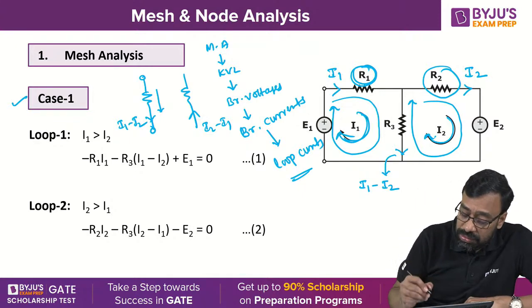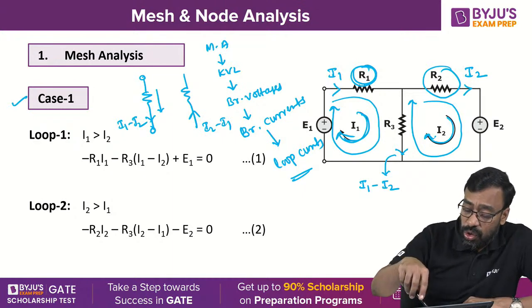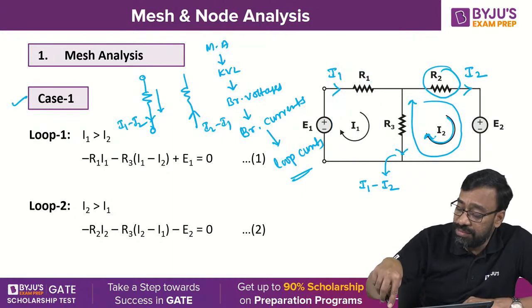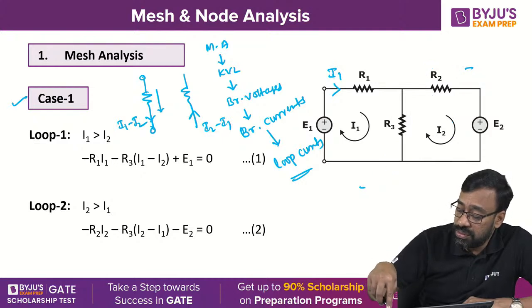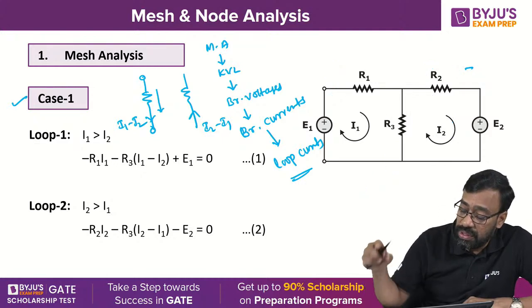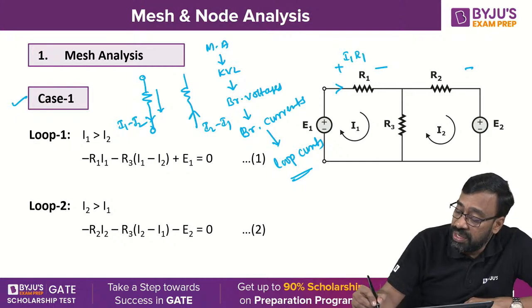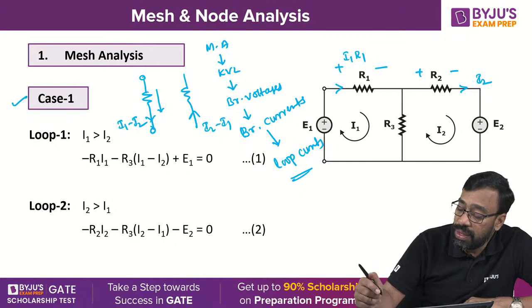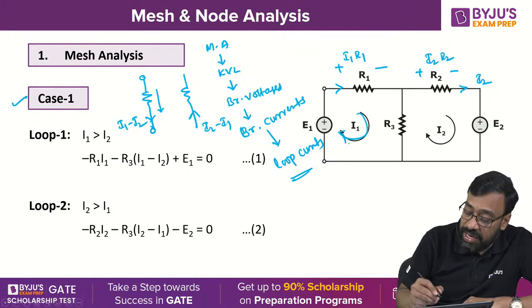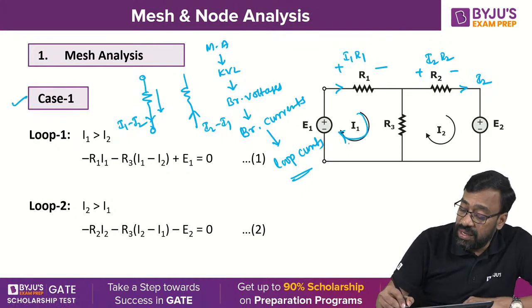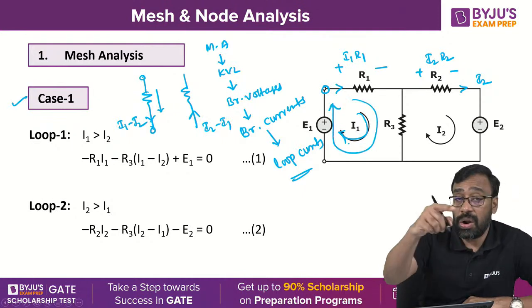Now I'm writing the equations in the selected loops. The branch current here is I1, therefore plus or minus I1 R1 is the branch voltage. Here the branch current is I2, therefore plus or minus I2 R2. When I apply KVL here, I start at a point and return to the same point by moving in the closed loop in the clockwise direction.